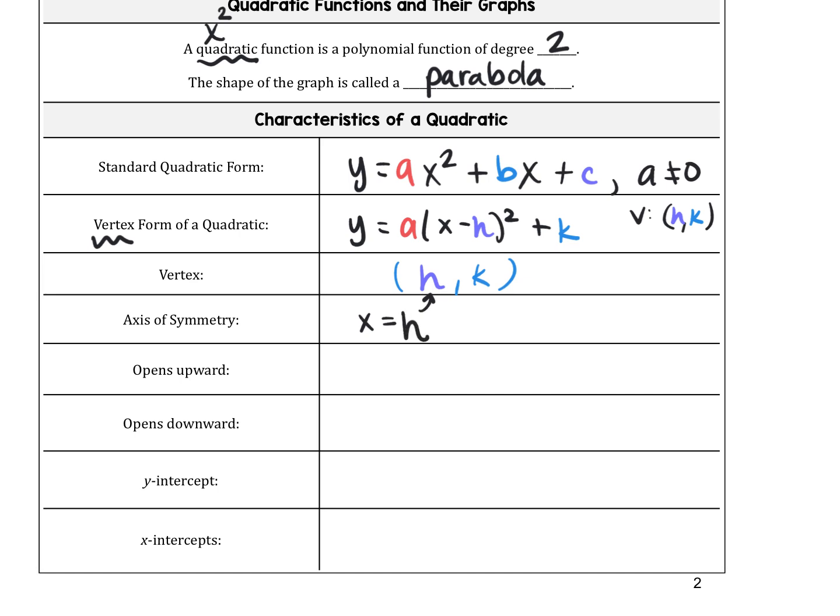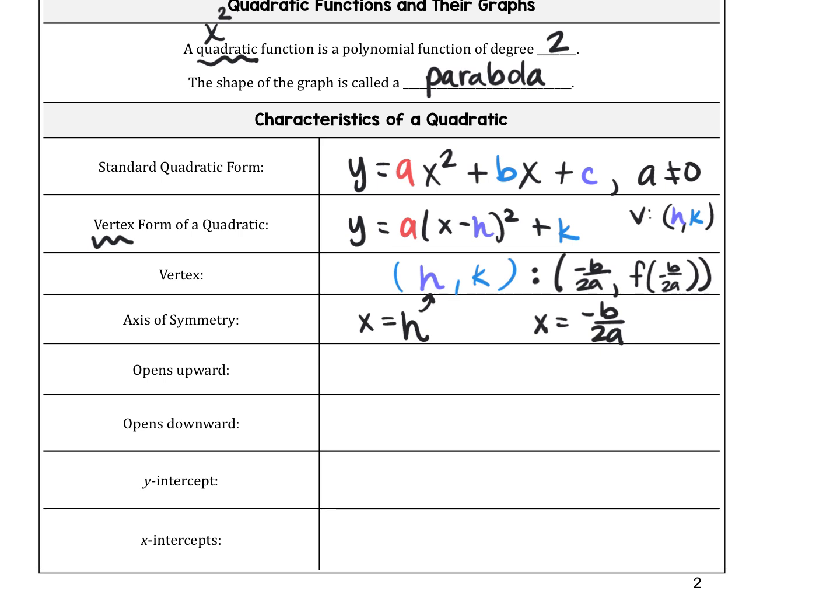I'm also going back to the vertex. If I don't know the vertex, if it's in standard form, I can say that the x value of my vertex, or my h value, is negative b over 2a. And to find y, I would plug that value back into the original function. So you'd evaluate the function at that value of negative b over 2a to find the y value. The axis of symmetry can also be found using that same x value of the vertex, negative b over 2a.